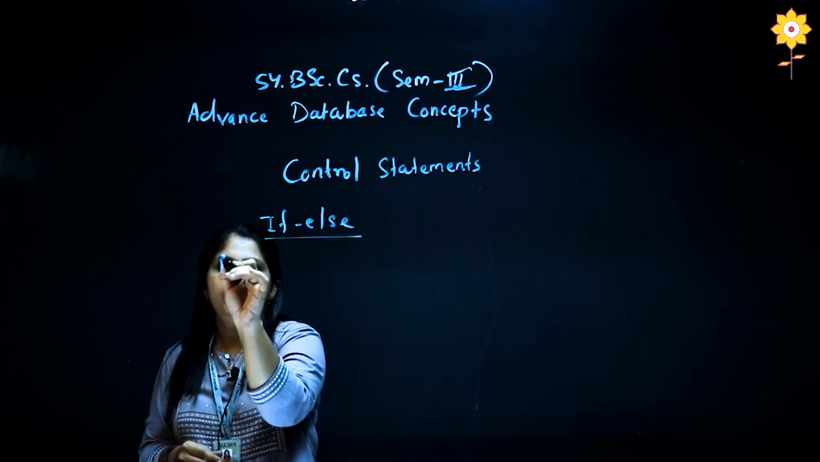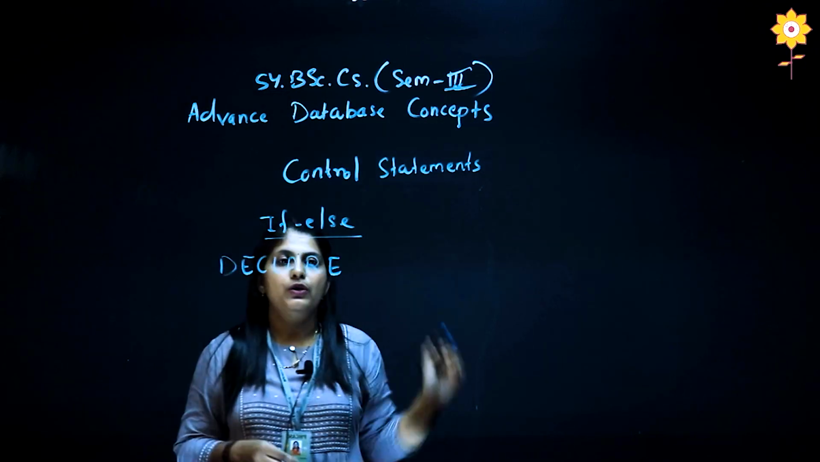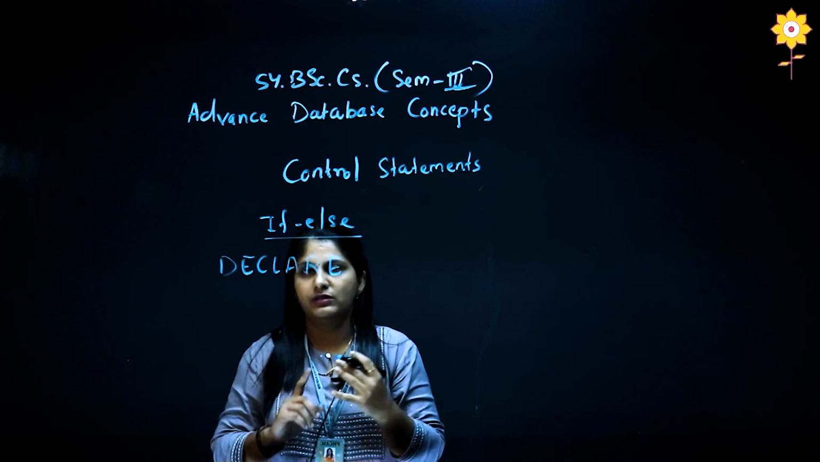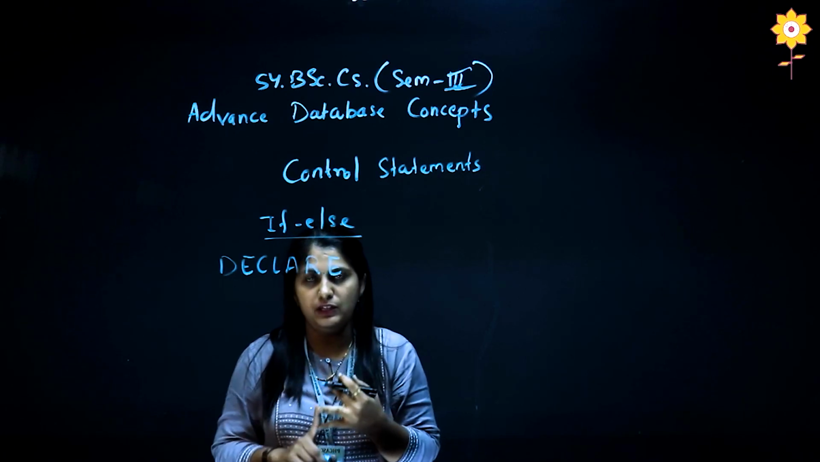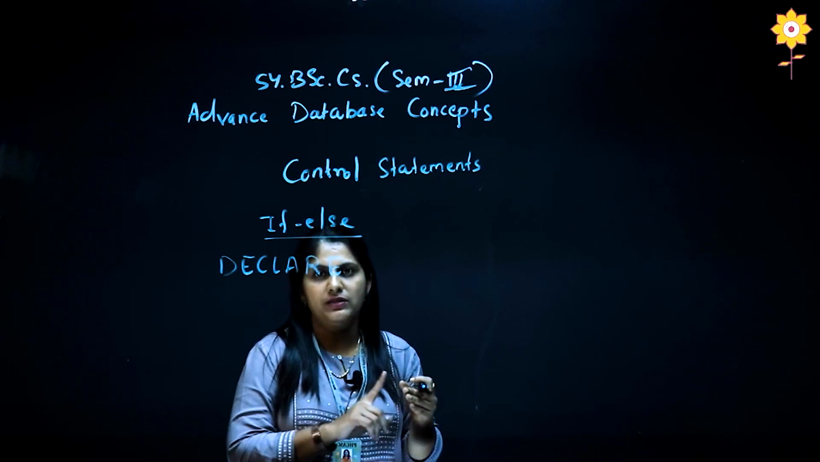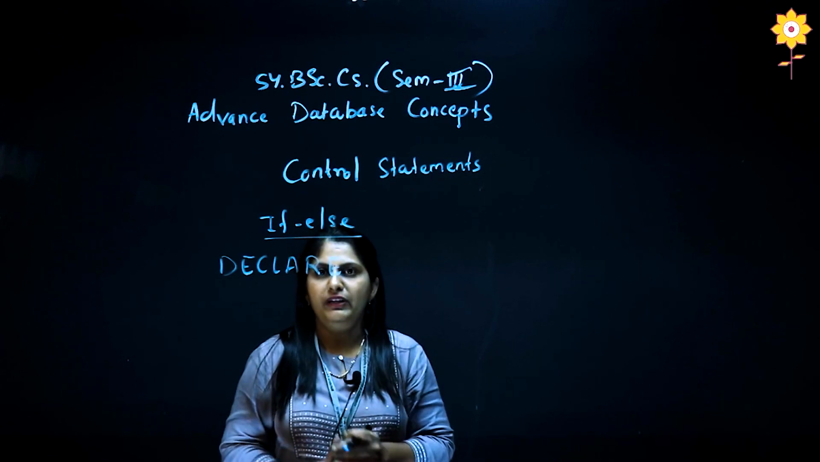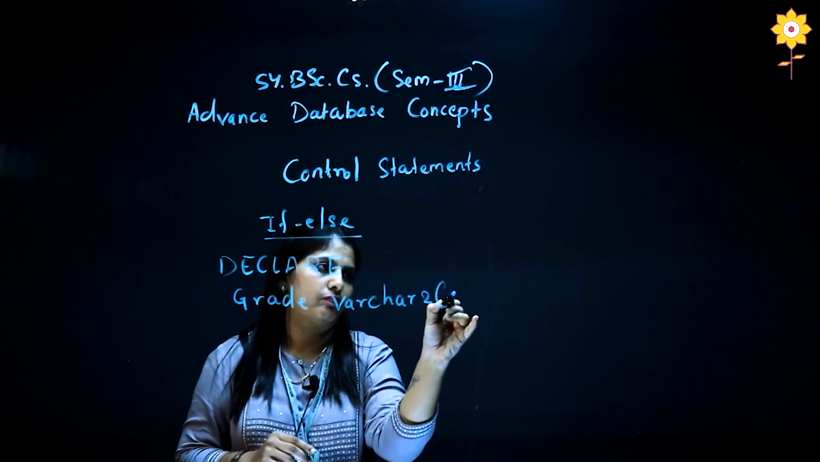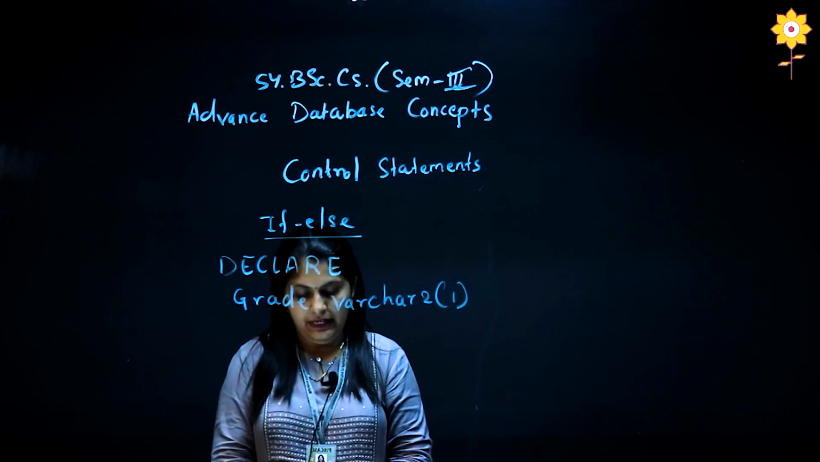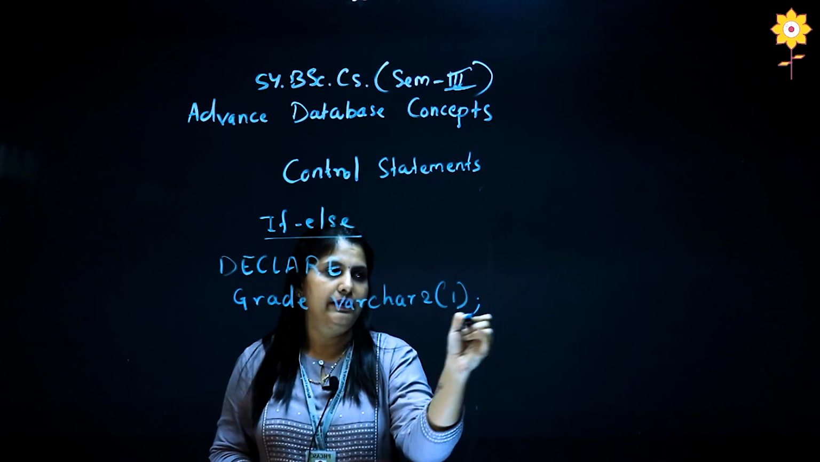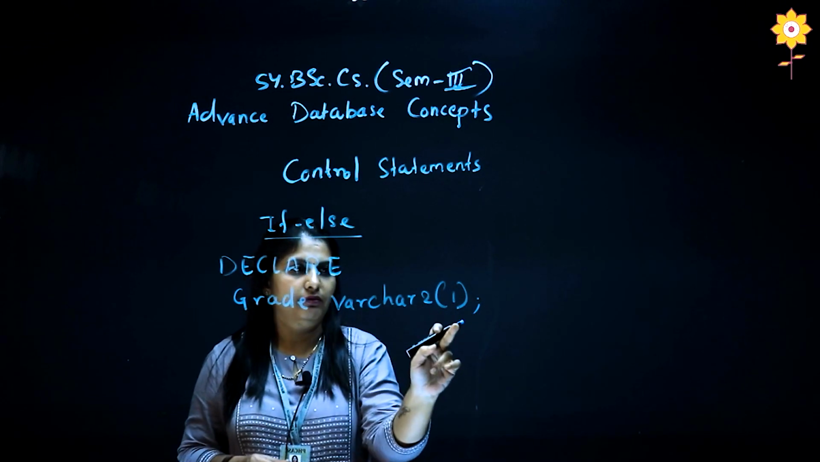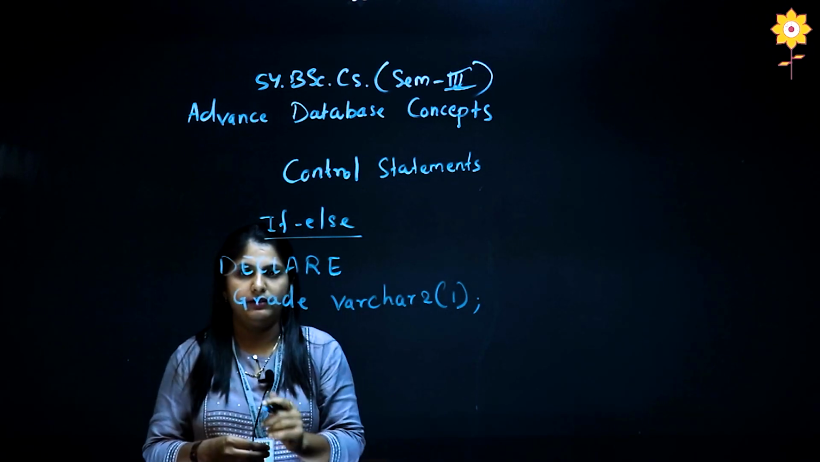First of all we will declare one variable. A PL/SQL block contains three sections: the declaration section, the main section, that is the begin section, and one more, the exception section. Whenever we want to declare any variable, we declare it in the declaration section. Suppose I have declared one variable called grade of type varchar2, variable length character.